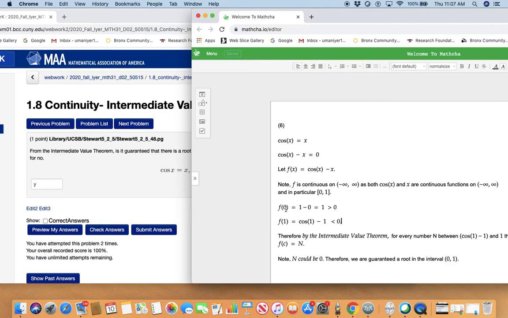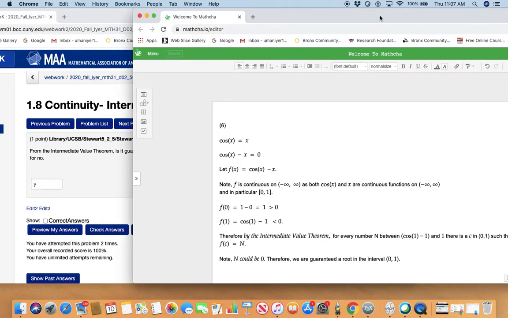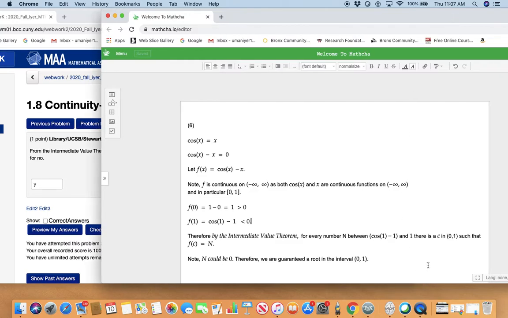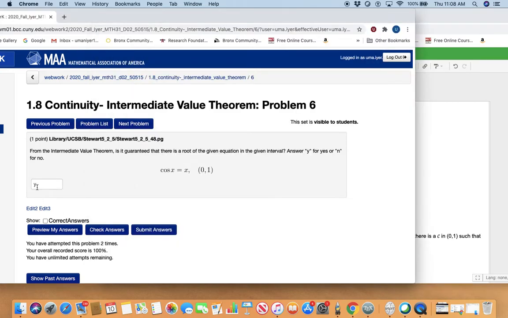In other words, f at 0 is positive, f at 1 is negative. So between 0 and 1, there will be a point where f is equal to 0. So by the intermediate value theorem, for every number between these two values, you will have a c such that f(c) equals that number, which could be 0. So we are guaranteed a root. So it is a yes.